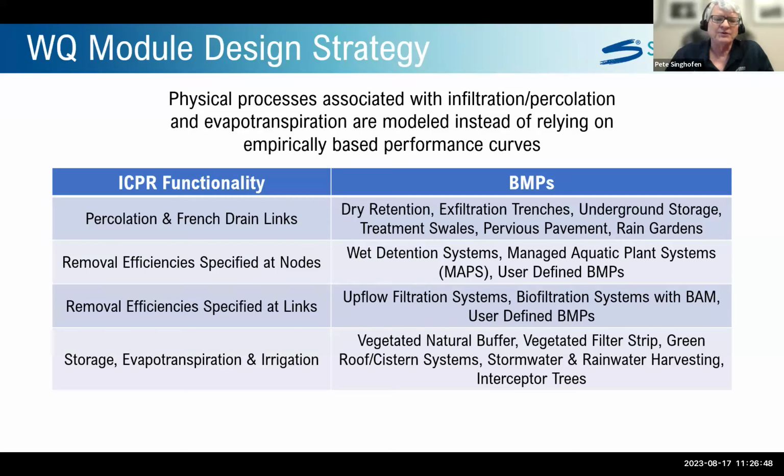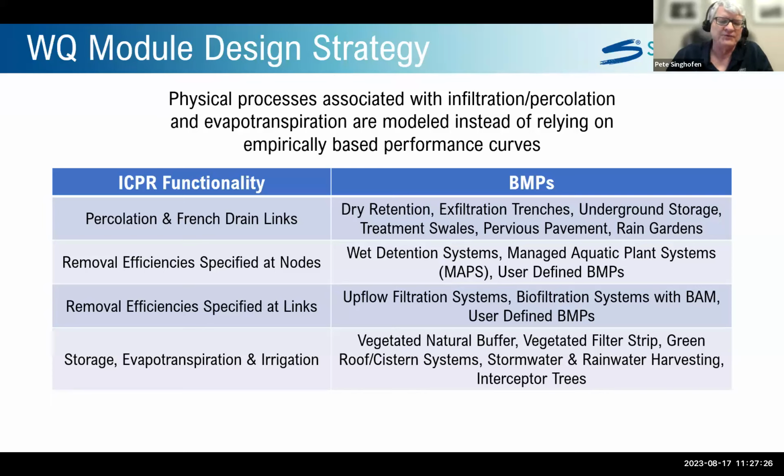And so in this table on the left, we have different ICPR functionality. And then on the right, we have the different types of BMPs that can be modeled or incorporated into the system using the associated ICPR functionality. For example, we have percolation links and French drain links in ICPR. With those, we can model dry retention, exfiltration trenches, underground storage, treatment swales, pervious pavement, rain gardens.